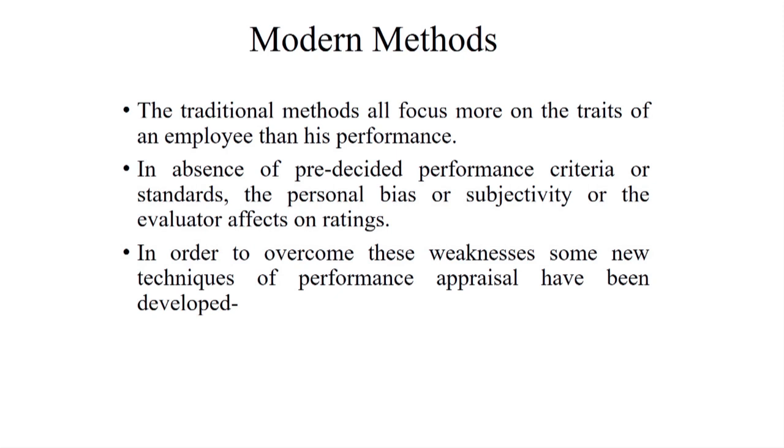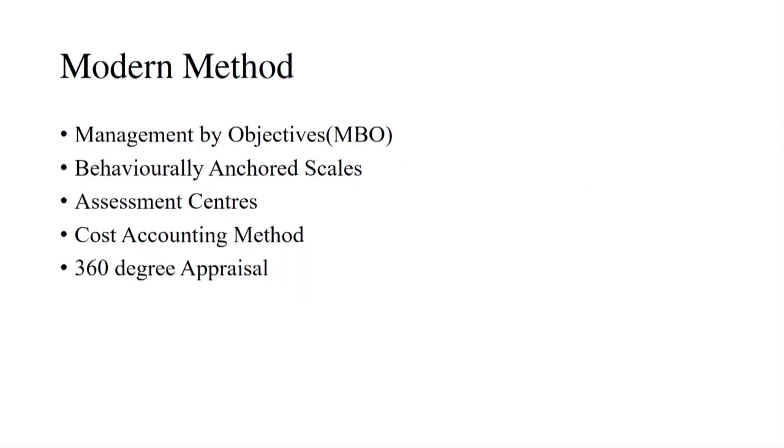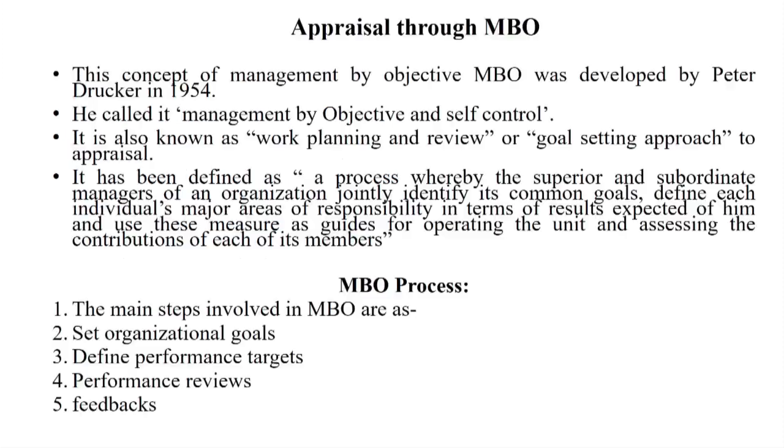Now, in these modern methods there are definitely a lot of biases as well, but they include management by objective, behaviorally anchored scale, assessment centers, cost accounting method, and 360 degree appraisal. The first one is management by objective. This was a method developed by Peter F. Drucker in 1954, and it says that everything will be done by the people only. This is more of a goal setting approach, where people are asked to do everything on their own, and then they find out to what extent it is successful.